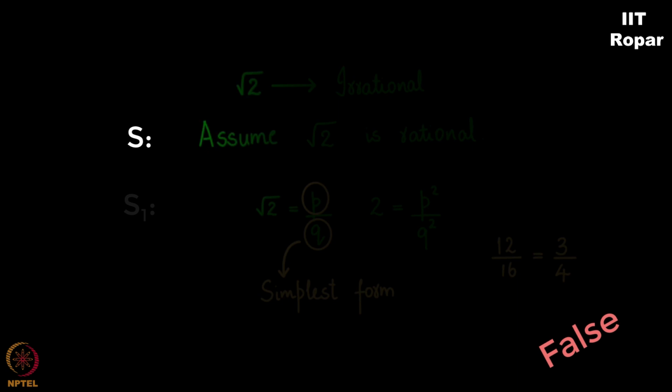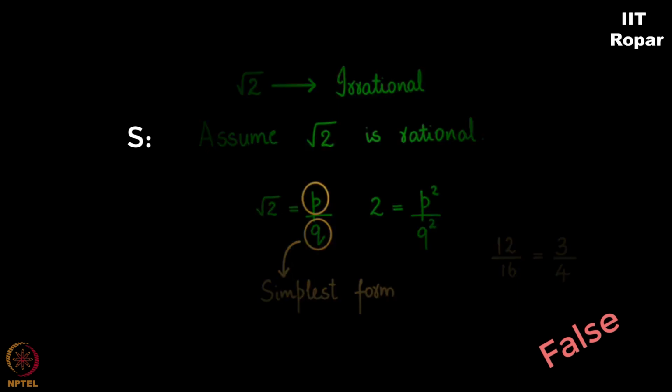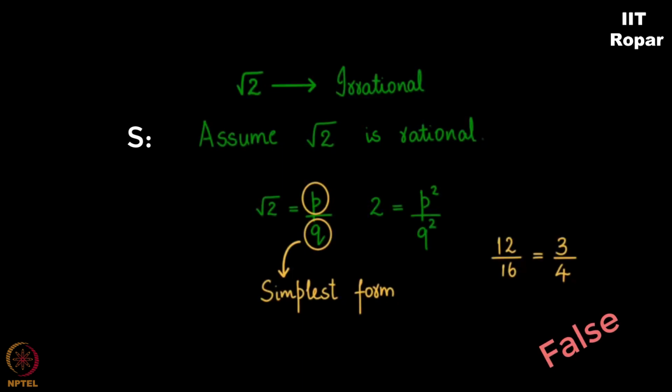What was S? S was: square root of 2 is rational. And you're saying that this is not true, which means S complement is true. If S is square root of 2 is rational, what is S complement? S complement stands for square root of 2 is irrational. And that is how the proof went.